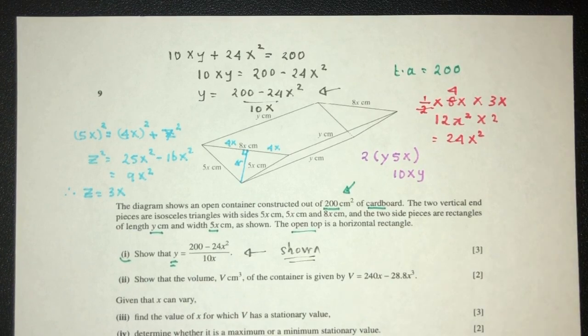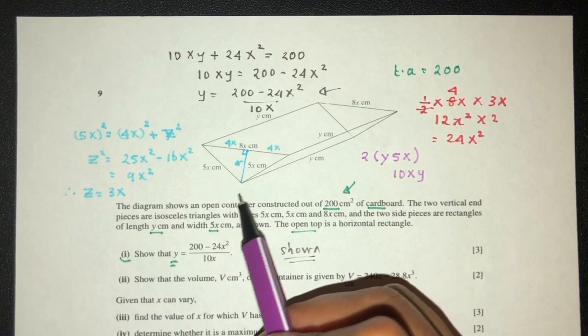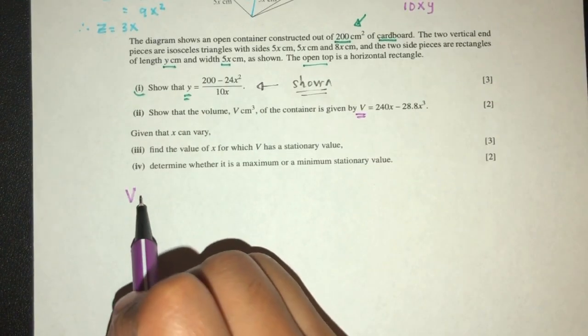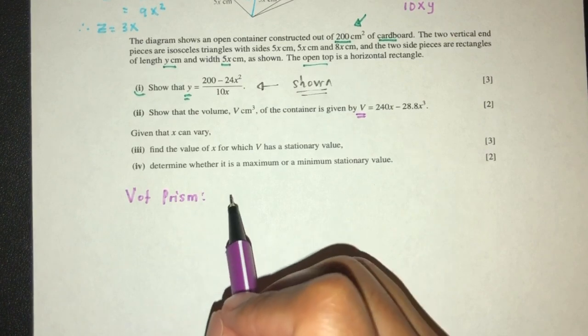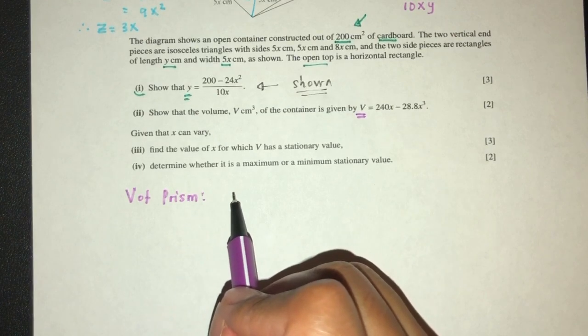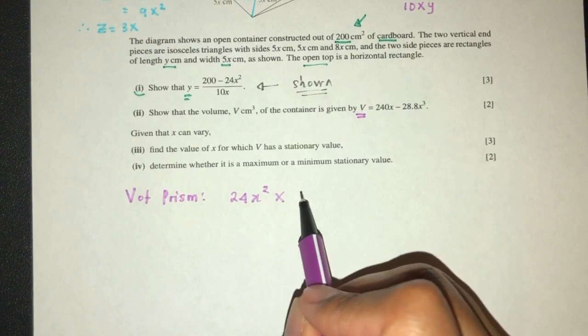Now part 2, we have to show the volume V is given by this. How do you find the volume of a prism? We find the area of this side and multiply by the length to find the volume of the prism. So volume of prism is the area of cross section, which is the area of the triangle, that is 24x squared, times the length, which is y.